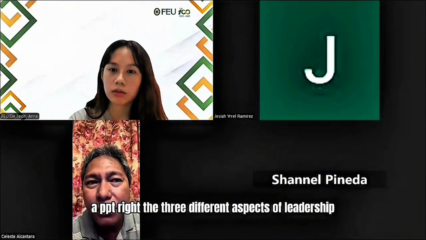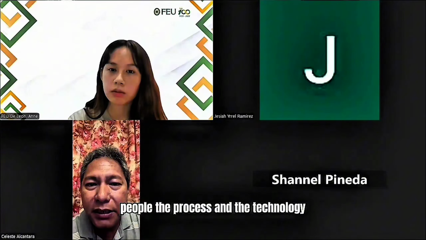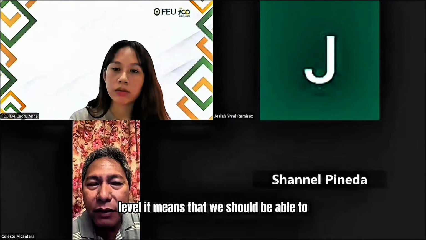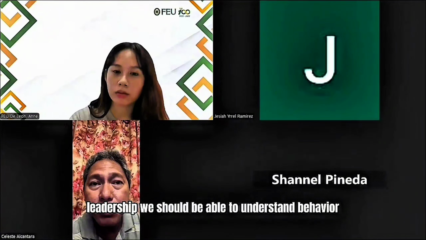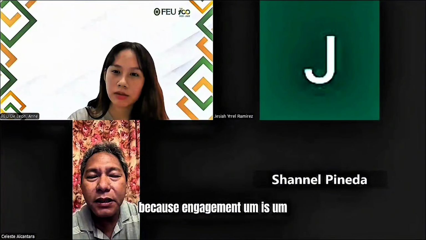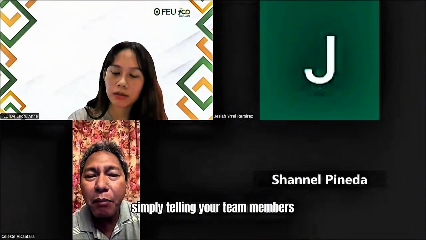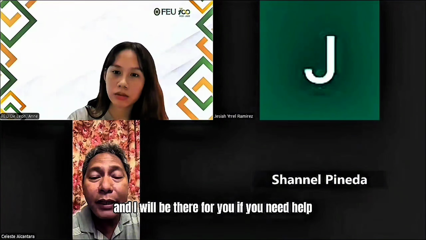Three different aspects of leadership. It means that we need to be able to manage people, the process, and the technology. At the people level, it means that we should be able to do proper people engagement. We should be able to understand behavior. Engagement is simply telling your team members that you can approach me anytime and I will be there for you if you need help, right?